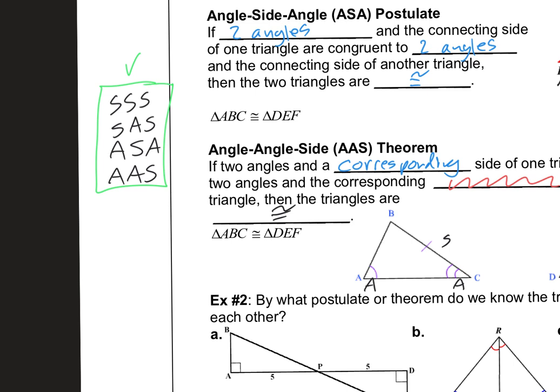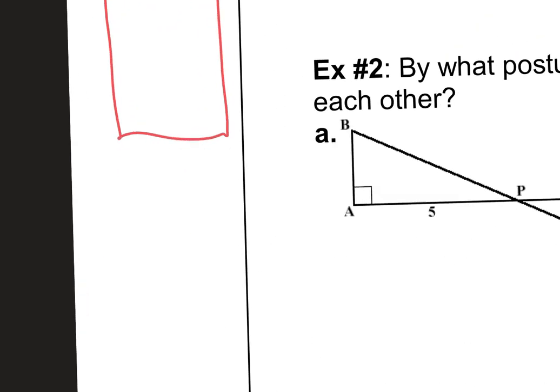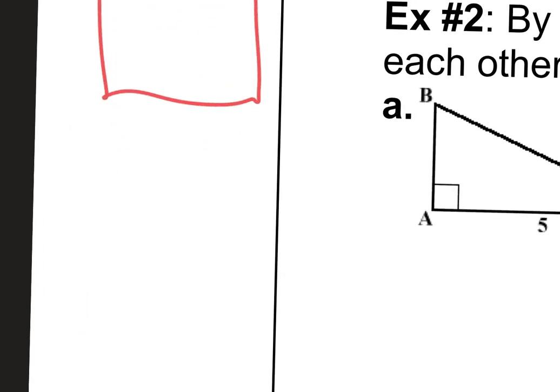There is one combination that we have not done so far. Actually, there's two. There's two that do not work, okay? These are two that do not work. The first is AAA. That does not work. Because if all the angles are the same, let me show you. If all the angles are the same, that doesn't mean they're congruent, right?